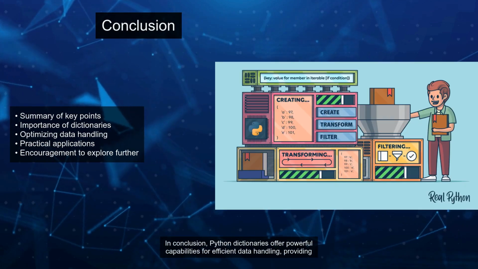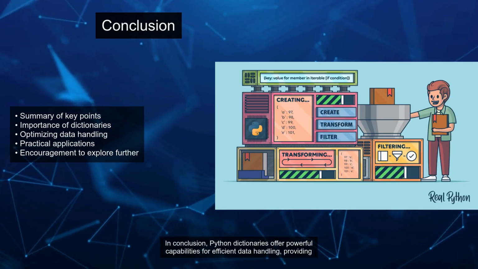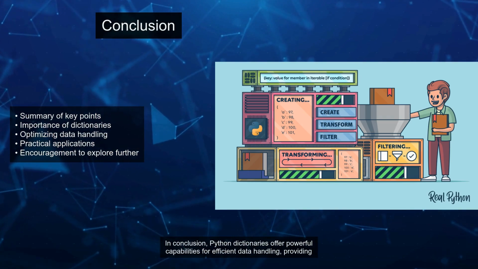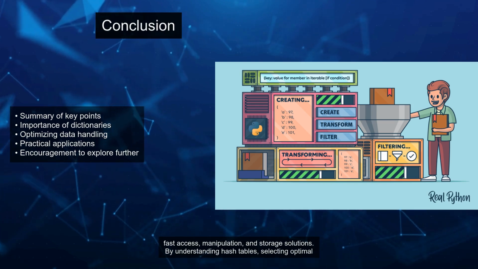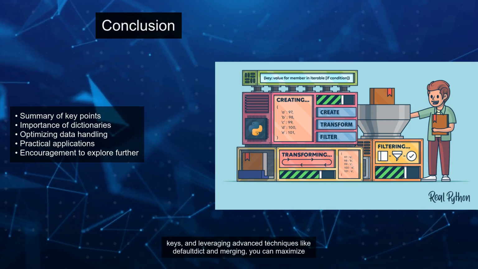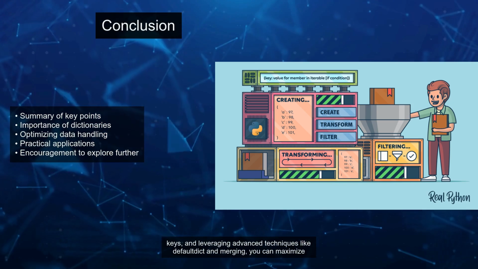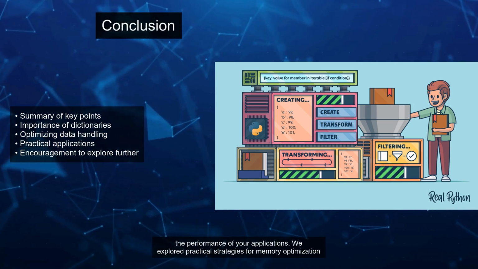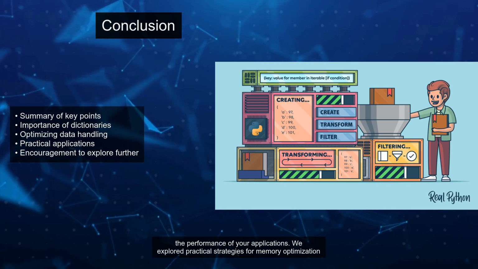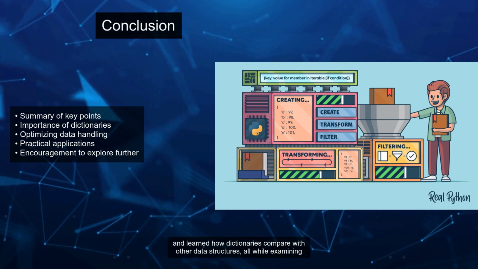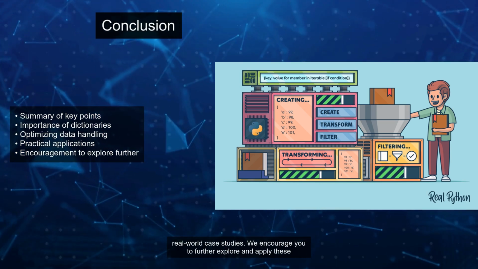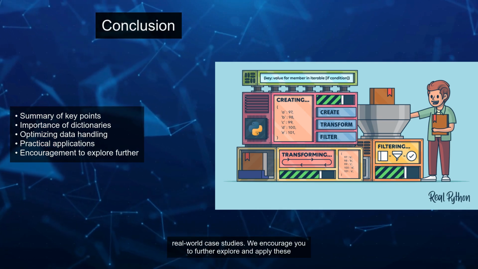In conclusion, Python dictionaries offer powerful capabilities for efficient data handling, providing fast access, manipulation, and storage solutions. By understanding hash tables, selecting optimal keys, and leveraging advanced techniques like defaultdict and merging, you can maximize the performance of your applications. We explored practical strategies for memory optimization and learned how dictionaries compare with other data structures, all while examining real-world case studies.